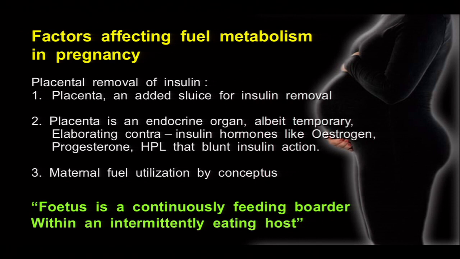What are the factors that affect fuel metabolism in pregnancy? The placental removal of insulin, because the placenta is an added sluice for insulin removal, and the placenta is an endocrine organ, albeit temporary, elaborating contra-insulin hormones like estrogen, progesterone and HPL that blunt the insulin action. There is also maternal fuel utilization by the conceptus. All of them put together are responsible for the changes that occur during pregnancy.